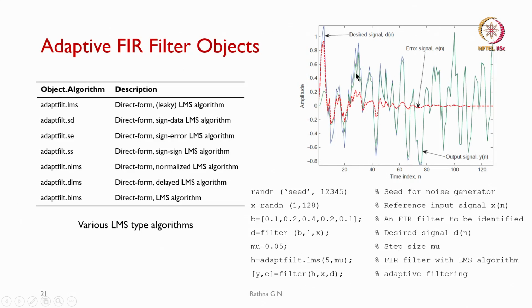When you observe, this is the desired signal d of n that is plotted, and you will see that the error signal, shown in red, which was very high, slows down and is almost minimized here. This is what your output signal y of n looks like. Initially, the output signal has a little bit of noise, but when the error is minimized, it follows our input signal.